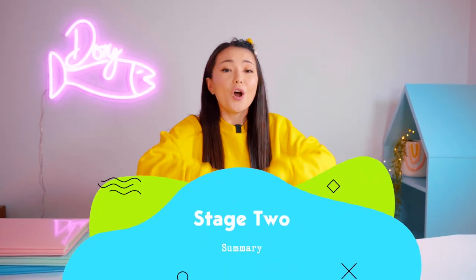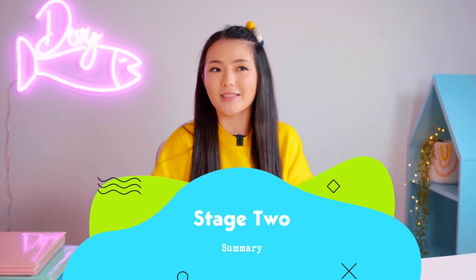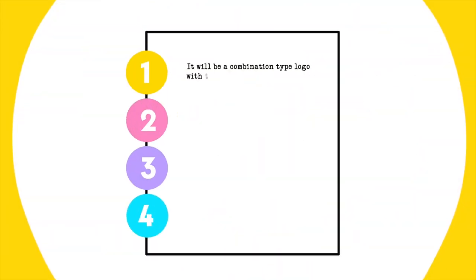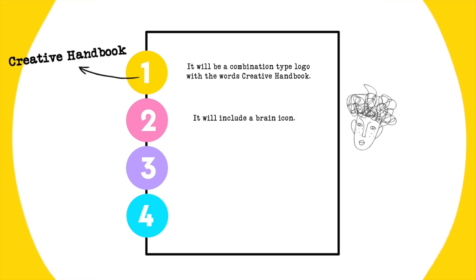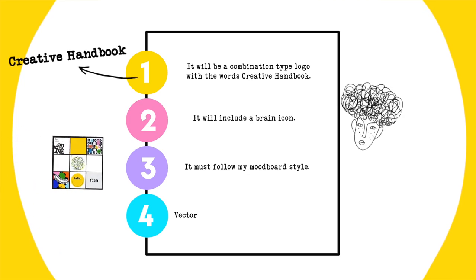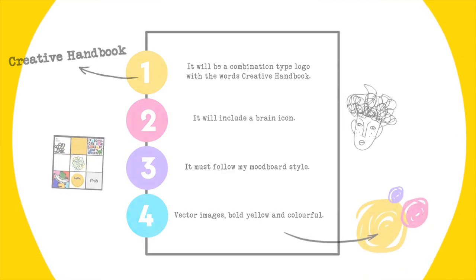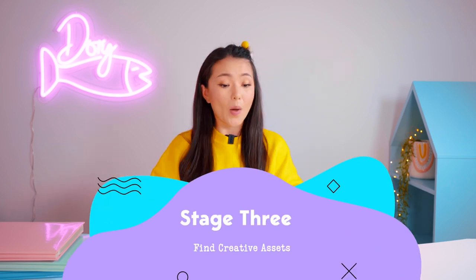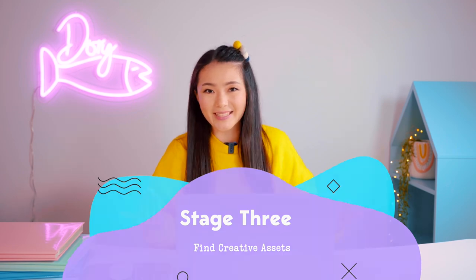Okay, I think after all of that research, I had generated a concrete idea about my logo. And here is my summary. It will be a combination mark that has to have creative handbook words on it. It will include a big brand icon. It must follow the style I set up with my mood board. Vector images in both yellow and colorful. Okay, I think now I'm happy to go to Envato Elements and look for my creative assets.